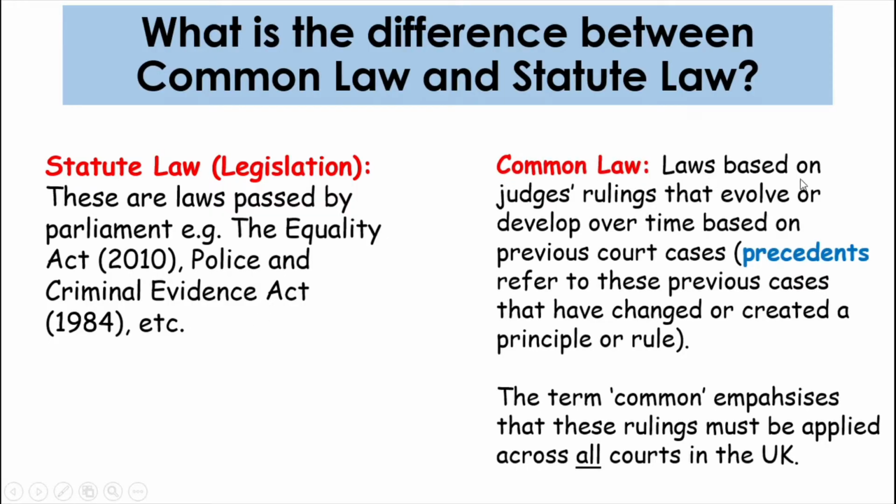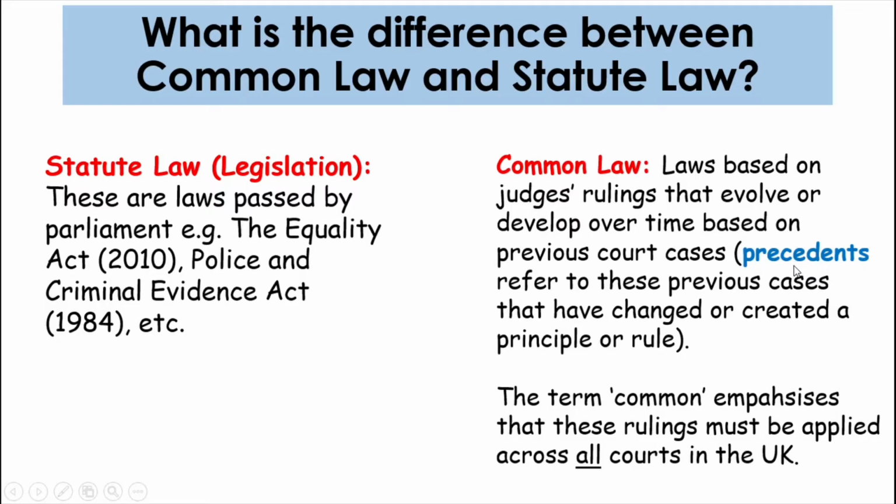These are laws based on judges' rulings that evolve or develop over time, based on previous court cases. These are called precedents. Precedents refer to these previous cases that have changed or created a principle or rule. For example, if a judge is confronted with a murder case, we know that murder cases can be very different from person to person, and therefore the situations and circumstances are completely different.